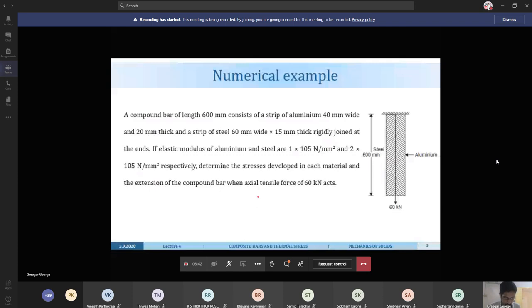Now we will have a numerical example. A compound bar of length 600 mm consists of a strip of aluminium 40 mm wide and 20 mm thick, and a strip of steel 60 mm wide by 50 mm thick, and they are rigidly joined at the ends. The elastic moduli of aluminium and steel are given here. This is 10 raised to 5. Determine the stress developed in each material when an axial tensile force of 60 kN acts.